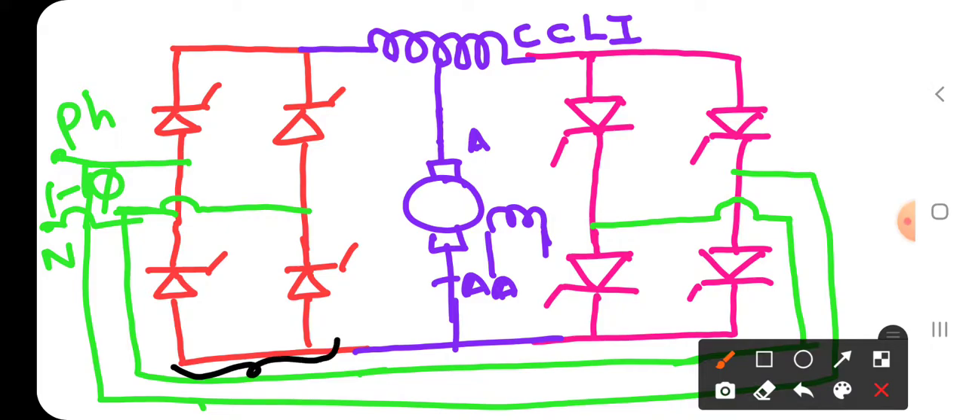This is called the positive converter, and here it is called the negative converter. For simplicity I will replace this with converters. I hope all of you drew this circuit diagram. If you did not, just take a screenshot of this. Now, for simplicity I will draw the dual converter like this.